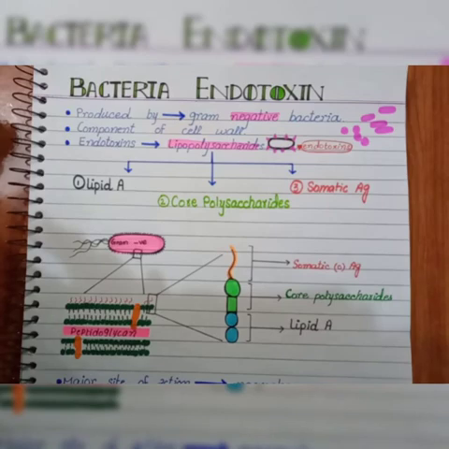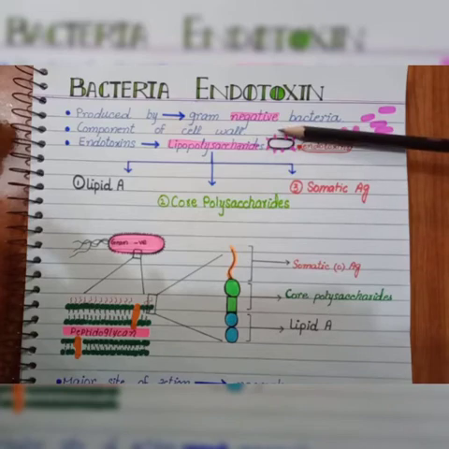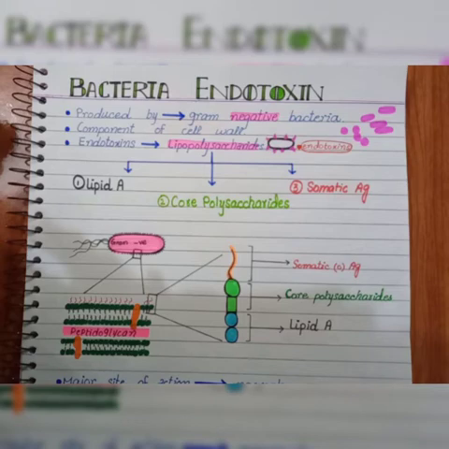So here we have some main features of bacterial endotoxin. First, these are produced by gram-negative bacteria, either gram-negative rods or gram-negative cocci. Second, these are a component of the cell wall, while the exotoxins are secreted from the cell. Other main features: endotoxins have low toxicity, whereas exotoxins have high toxicity.